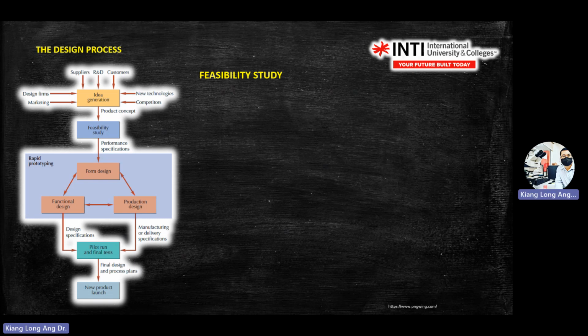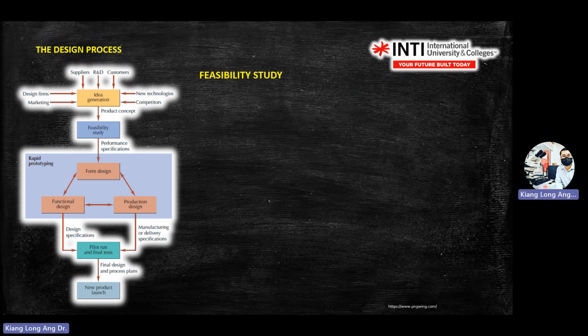So you have design firm, marketing, supplier, R&D, customers, new technologies, competitors. Once you have those, you have the phase. The end of the phase is what? It is the product concept. You have the input and output. Input is all these things: the customers, new technologies, and so on. Then the output from the first phase is the product concept. You come up with the concept already.